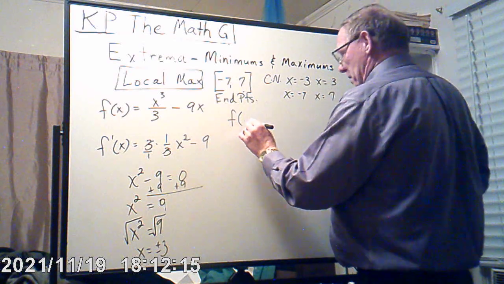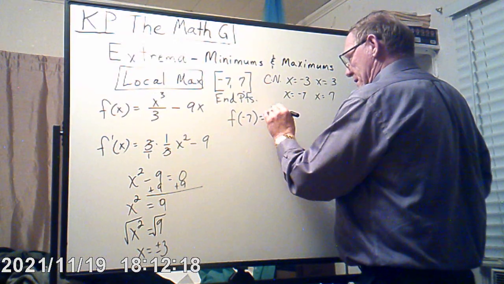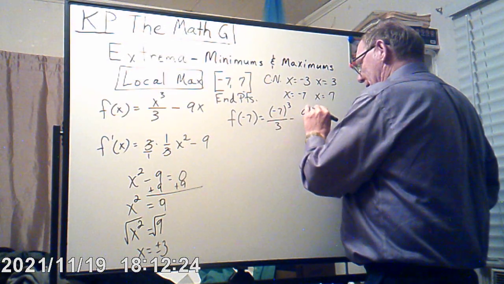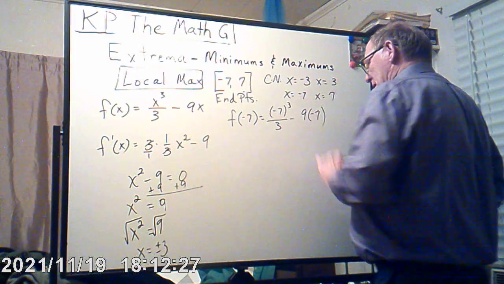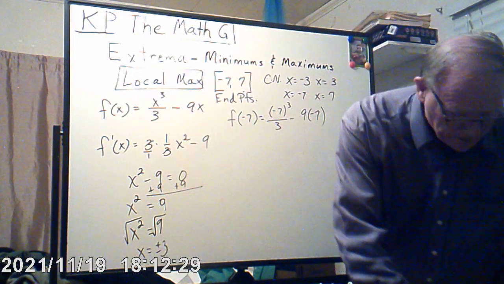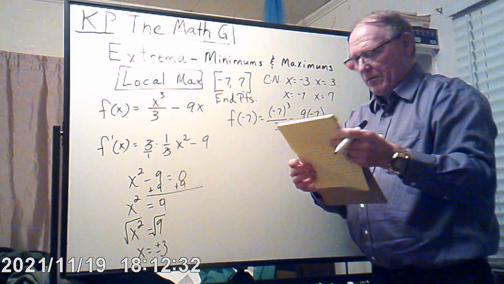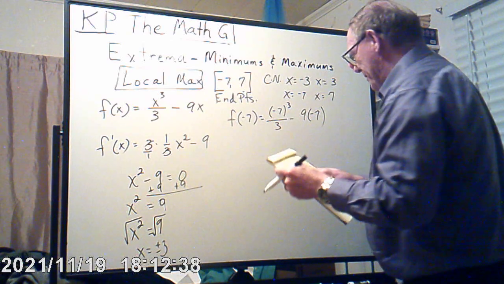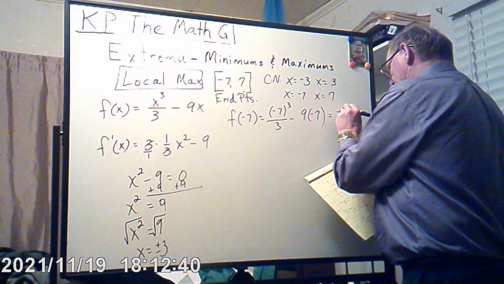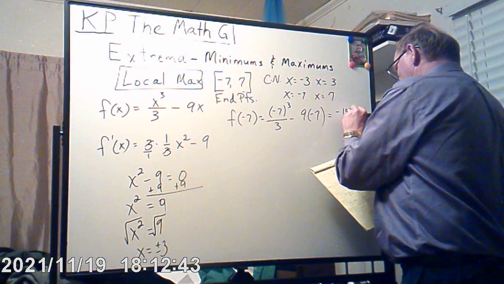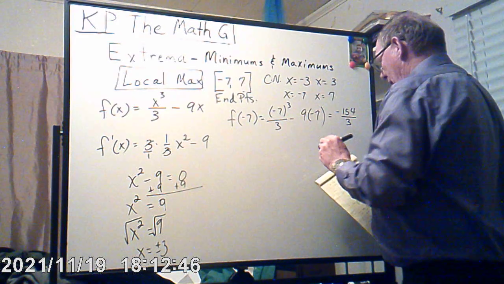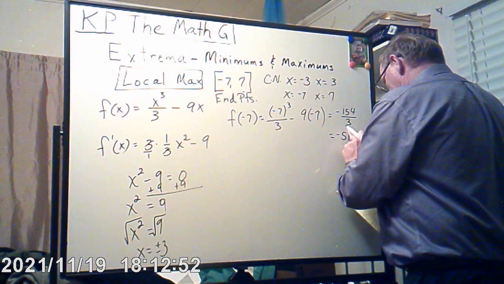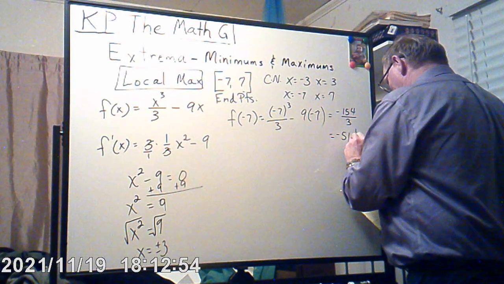I'm just going to go ahead and show you. F at -7 is -7 cubed over 3 minus 9 times -7. That endpoint, if I look at that answer, by doing the arithmetic, I will get -154 over 3. And that is really equal to -51 and 1/3.